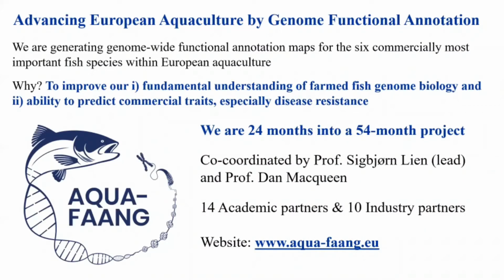So in AQUA-FAANG, we're working with the 6 most commercially important farmed fin fish in European aquaculture that make up about 90% of the total value of production. We're generating functional annotation data for these species to improve our fundamental understanding of farmed fish genomes, but also to help us predict commercial traits using functional genomic information, with a main focus on disease resistance, which is a big problem in aquaculture. There's lots of problematic diseases.